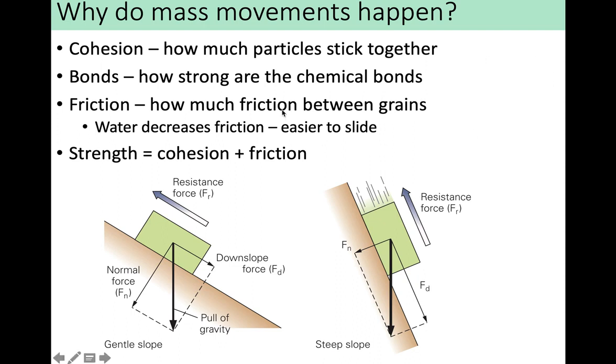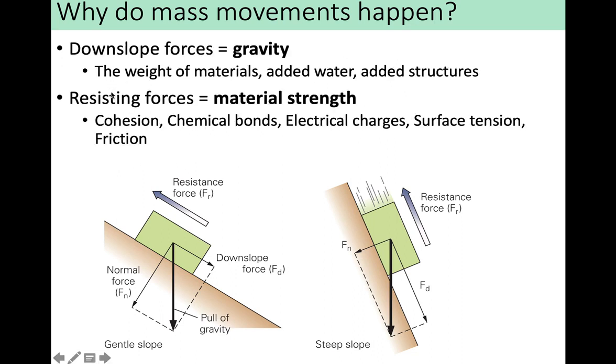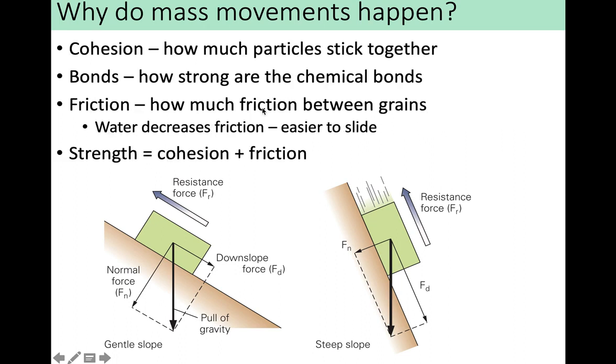If there's low friction, that means it's going to be much easier to slide. So adding water is going to decrease your friction. Adding water, say, to some sediment is going to make your sediment much easier to slide down a hill. The strength of your resisting forces, the strength of your material, is really the cohesion plus the friction. So if you have strong cohesion, so your particles stick together very well, and you have a lot of friction, which means there's no water, which means it's very hard for the grains to slide against each other, you're going to have a very strong material.